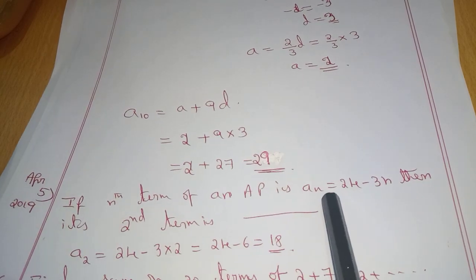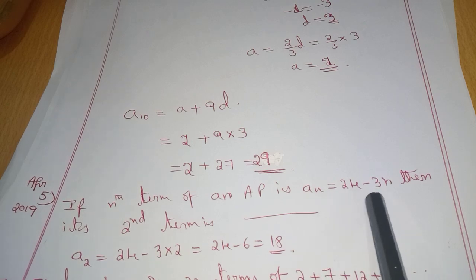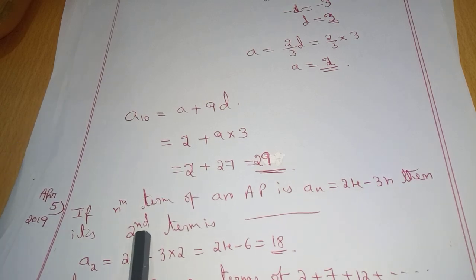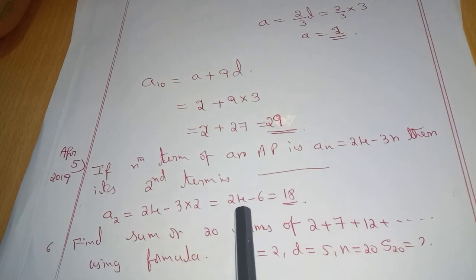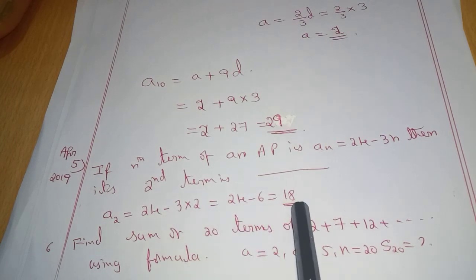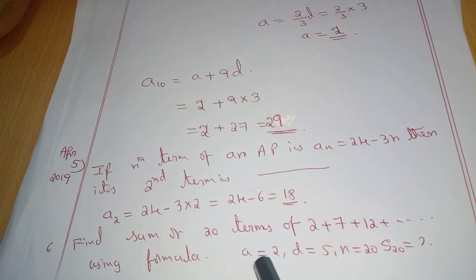Next, one general term of an AP is 24 minus 3n. The second term is 24 minus 3 into 2 is 18. Then we solved a sum. Find the sum of 20 terms of 2 plus 7 plus 12, and so on. What is the value of A? 2. What is the value of D? 5. N is equal to 20.